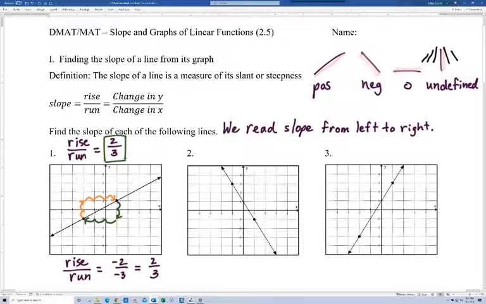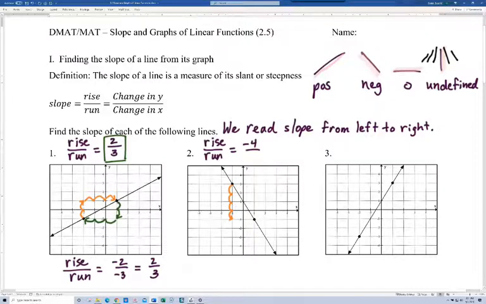All right, so let's go ahead and move on to number 2. I would encourage you to try that one and then watch the video. All right, so we have rise over run, and notice we go down. What is that? 1, 2, 3, 4.